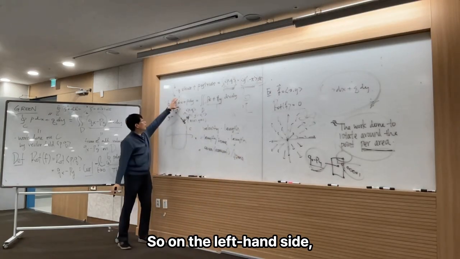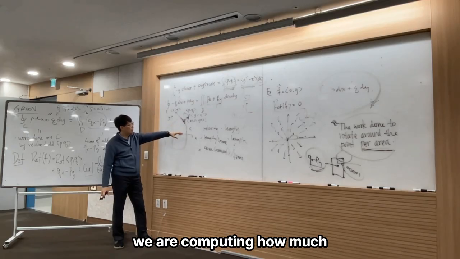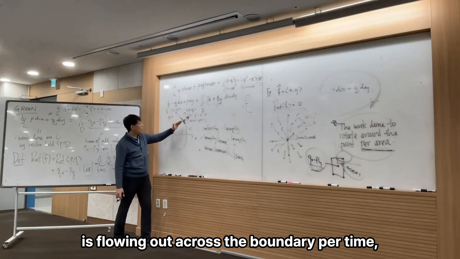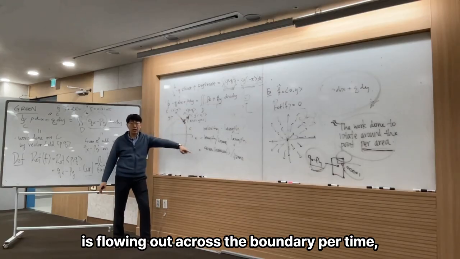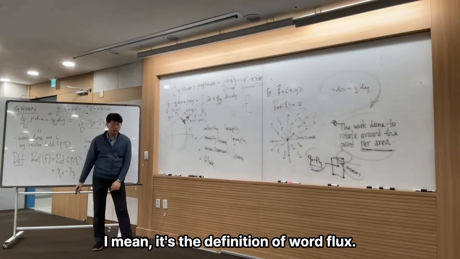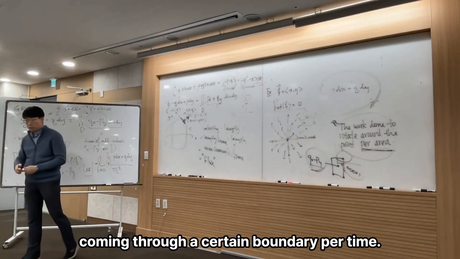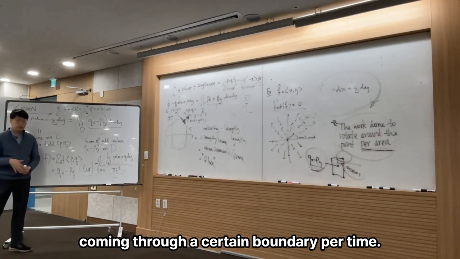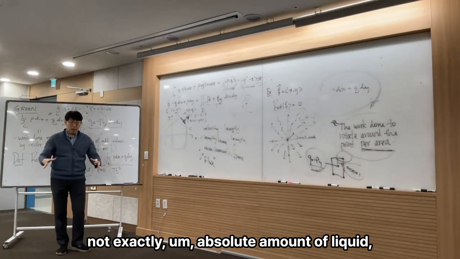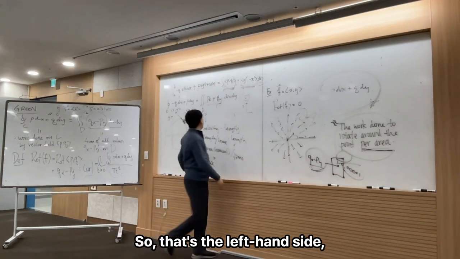So on the left-hand side, what we actually compute is not the work. In this perspective, we are computing how much area or amount of whatever is flowing out across the boundary per unit of time. So it's called a flux. That's the definition of the word flux. It's the amount of thing coming through a certain boundary per time. So don't forget about the time, not exactly the absolute amount of liquid. It's how much it is flowing out per time. So that's the left-hand side.